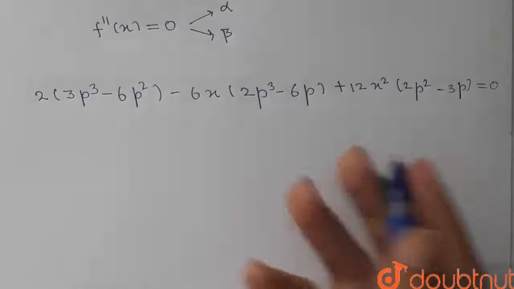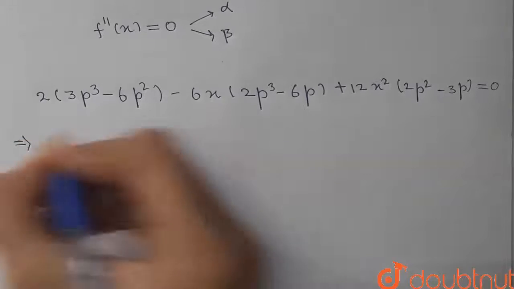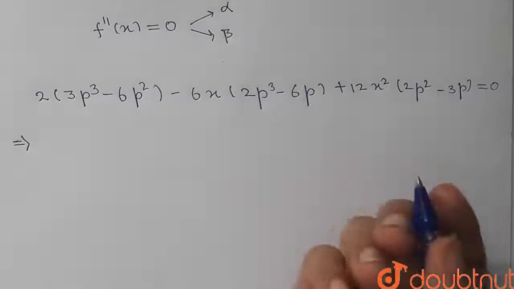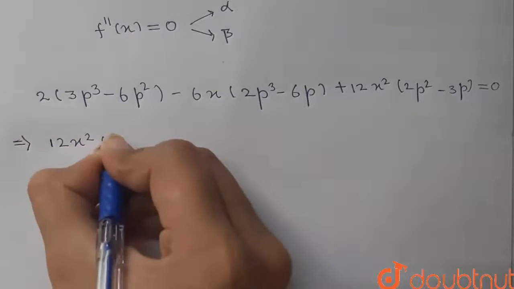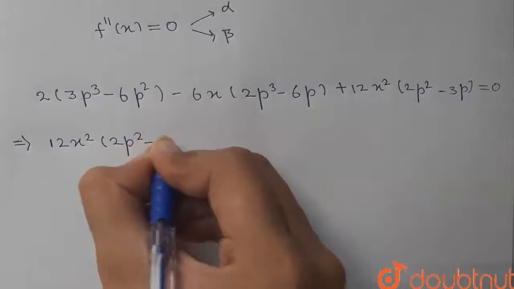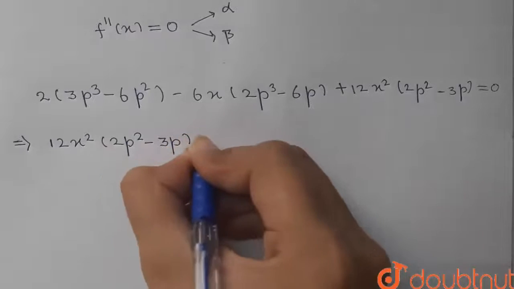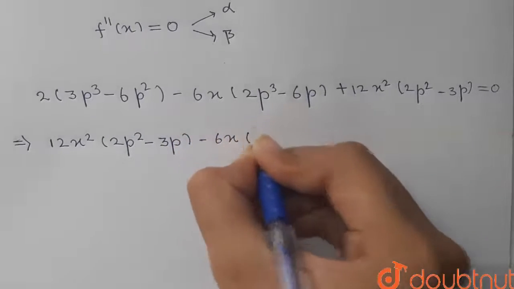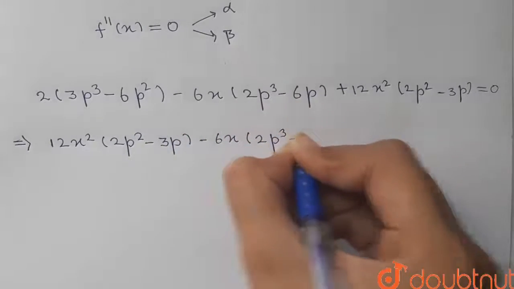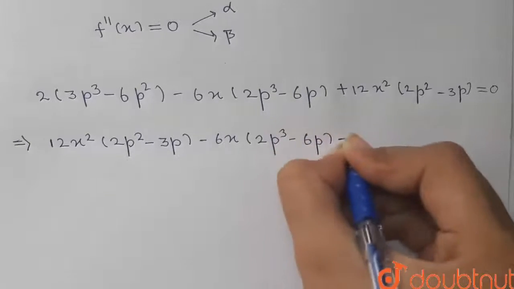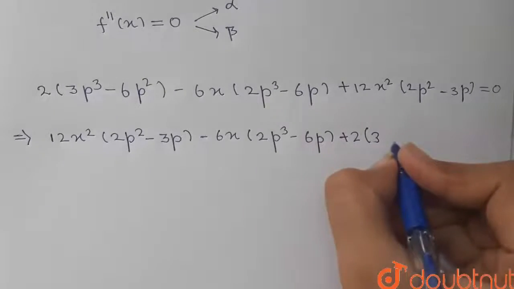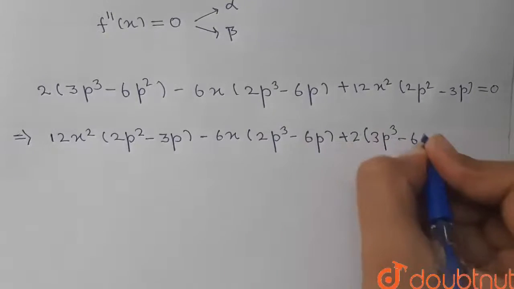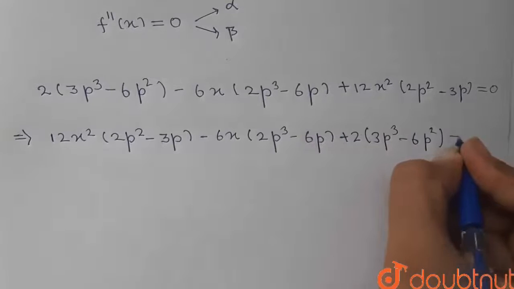Or we can rearrange this and write it in the standard form of ax square plus bx plus c equal to 0. This will be 12x square into 2p square minus 3p, minus 6x into 2p cube minus 6p, plus 2 into 3 into 3p cube minus 6p square, equal to 0.